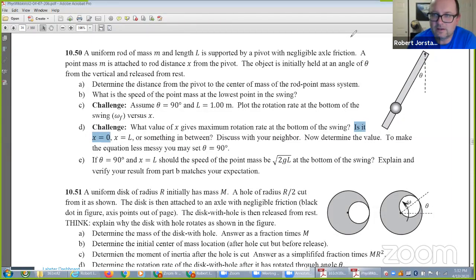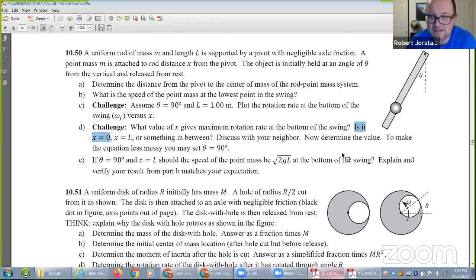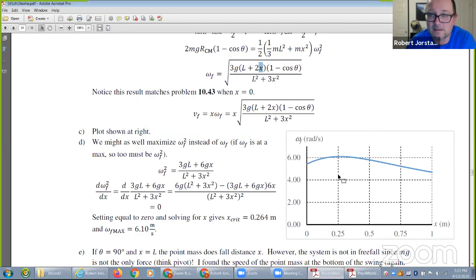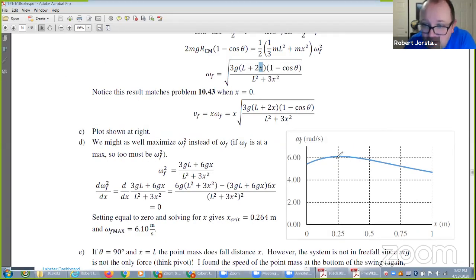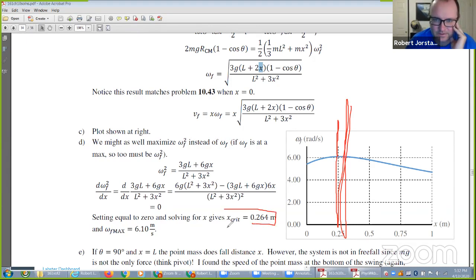And okay, there's a chat question there. It's not L over 2. It's some weird point. That's the answer. Some crazy spot. Look at this. It's right here. In this particular example, it's right about here, at about a quarter of the length of the rod. Right here, 0.264 meters. So if you're using a meter stick, you get this weird combination.